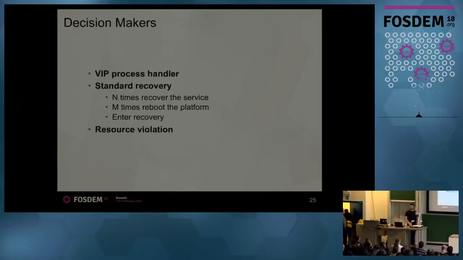The next part of FOSDEM is the decision maker. Currently, we've got 3 of them just for a showcase. The first one is the VIP process handler. A VIP process is, for example, dbus daemon. When dbus daemon dies, there is nothing to do on this system, so it's time to reboot.